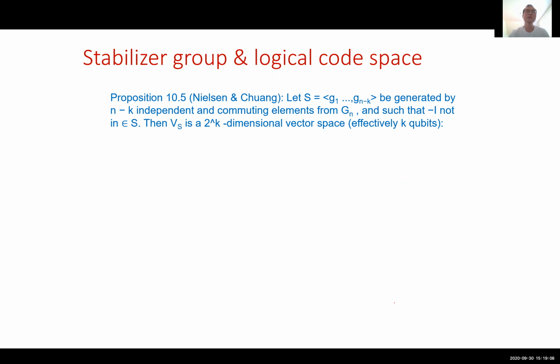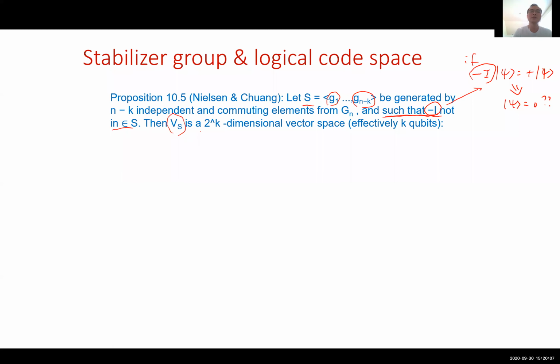Okay. So this basically says that, so that's a proposition. G1 up to G(n minus k) are the generators of the group that generate this stabilizer group. And we know they need to be commuting with each other. Okay, and there's a requirement that -1 cannot be in S, right? The reason is, if -1 were in that, that means I put a -1 times the state itself equal to the +1. So that means psi is 0, right? So we have to put this extra constraint, that -1 cannot be in the stabilizer, okay?